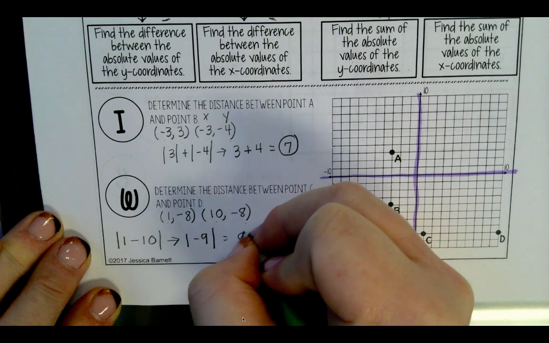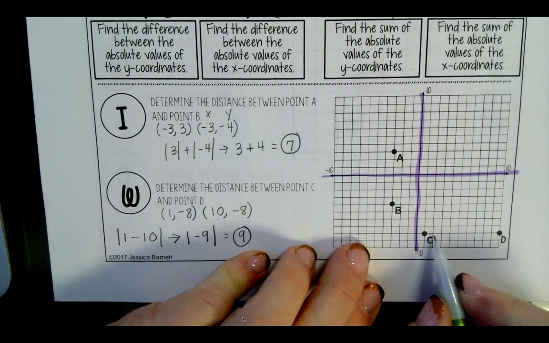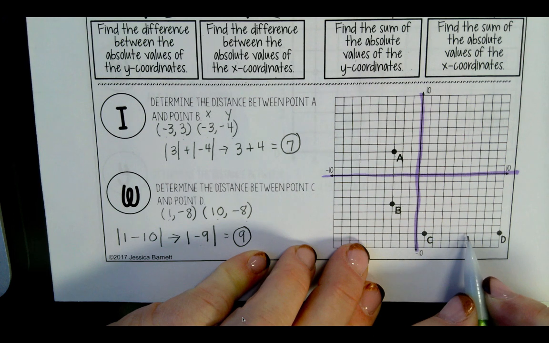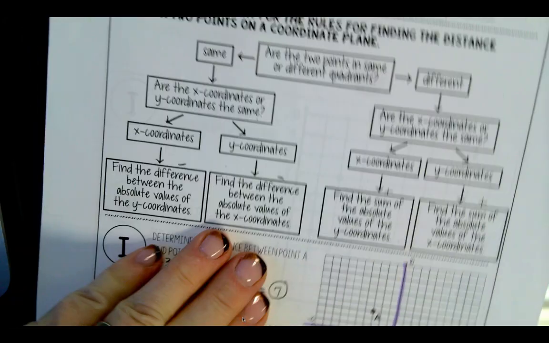So what's the absolute value of -9, guys? 9. Now, can we check that work? Yeah, you can count. 1, 2, 3, 4, 5, 6, 7, 8, 9. Okay? Now, turn the page.